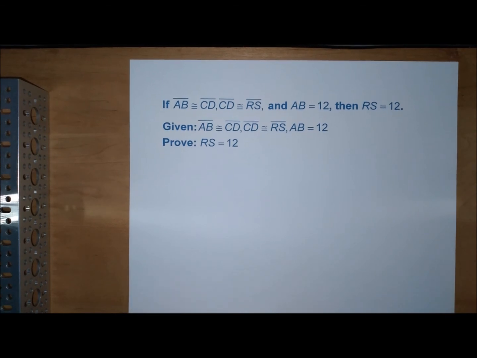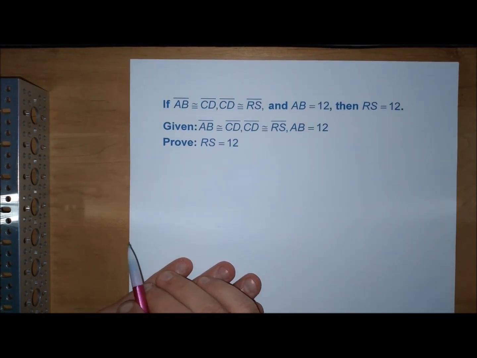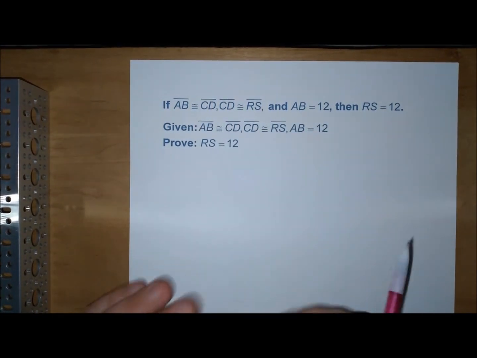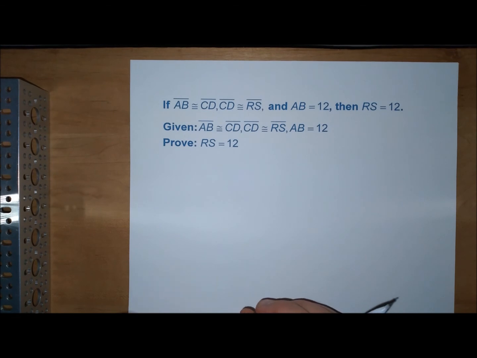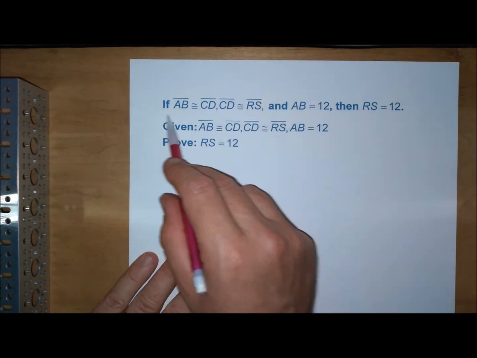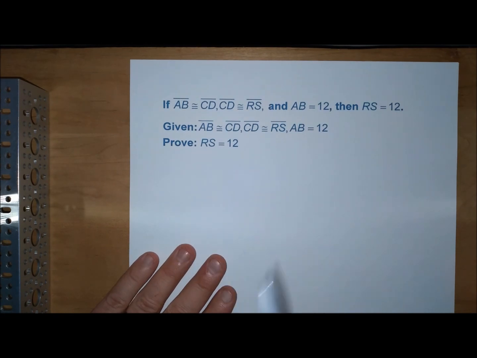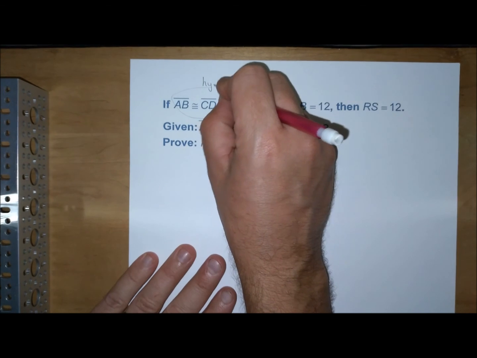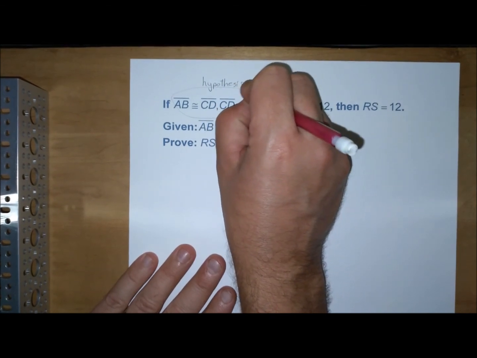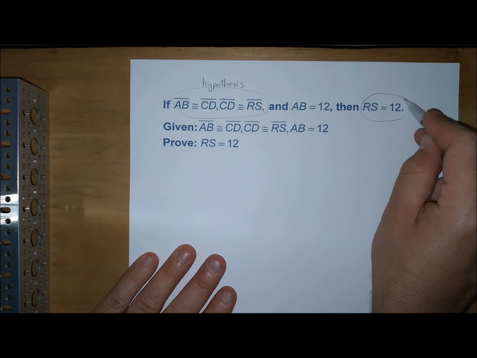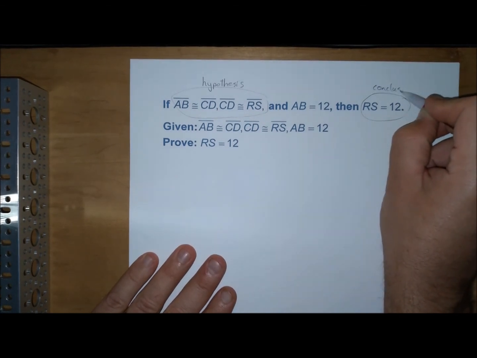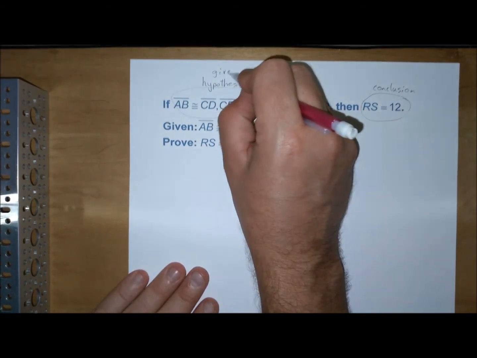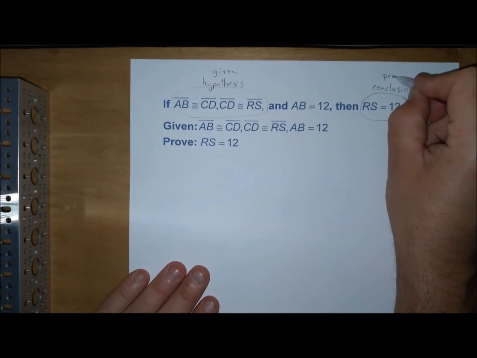Okay, one last example here to demonstrate this idea. Again, you may not be given this bit where they summarize the given and prove for you. You may only be given an if-then statement. So if you see these, don't forget to look for that pattern. If hypothesis, then conclusion. The hypothesis is, of course, the given, and the conclusion is what you're being asked to prove.